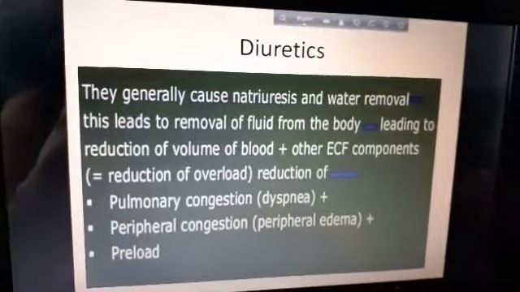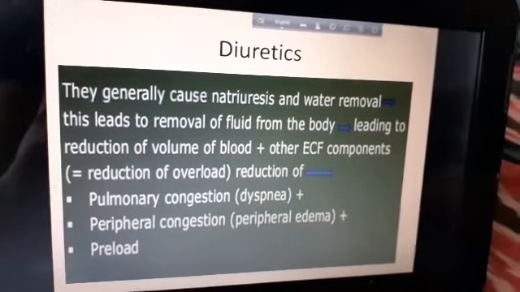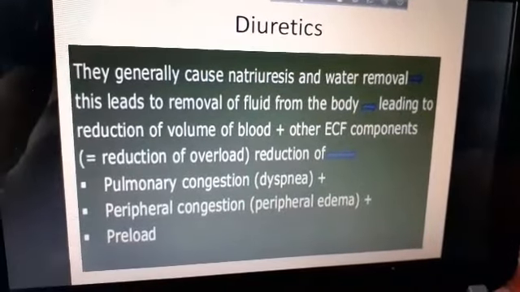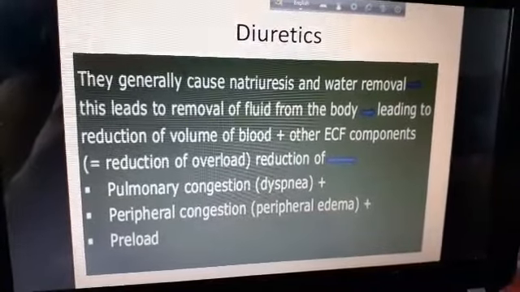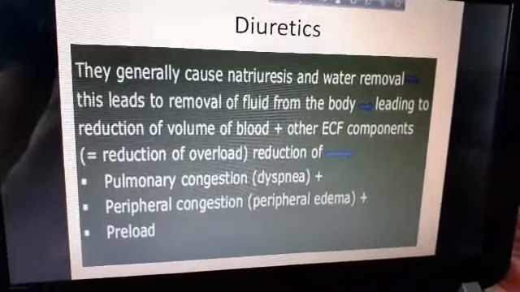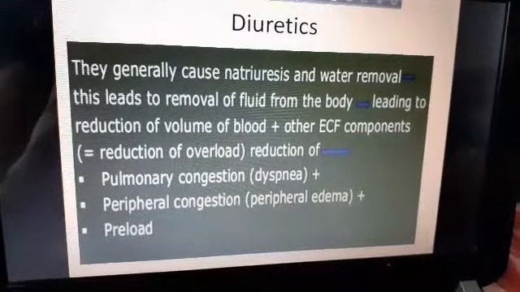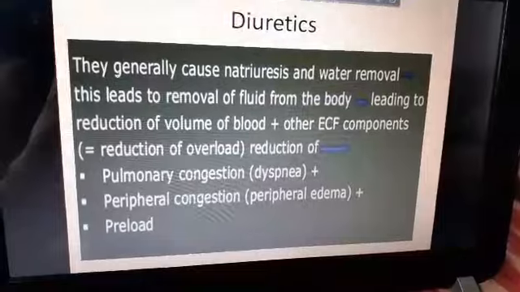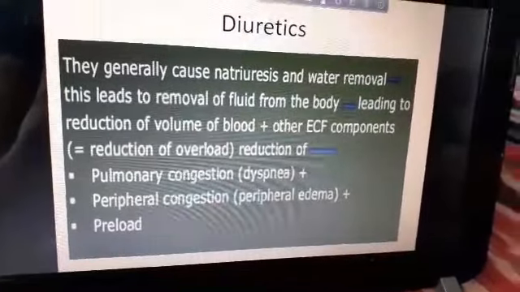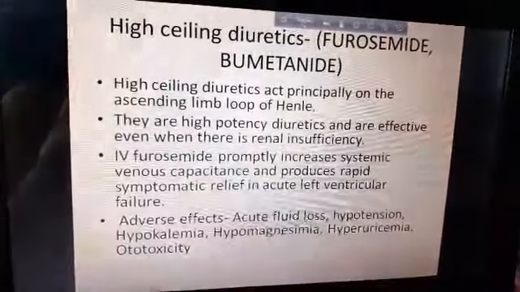So diuretics we have discussed in the diuretic class. They generally cause natriuresis and water removal. This leads to removal of the fluid, and that leads to relief of the congestion, and this will lead to decrease in the dyspnea because of relief of the pulmonary congestion. There is decreased peripheral edema, and ultimately there is decreased preload that will cause decreased workload on the heart.